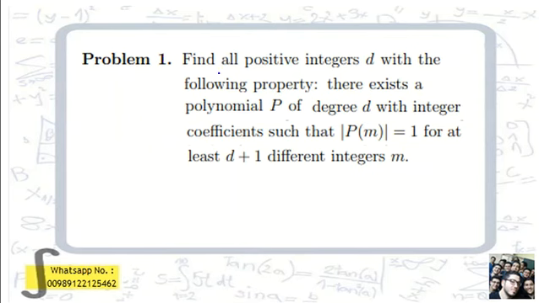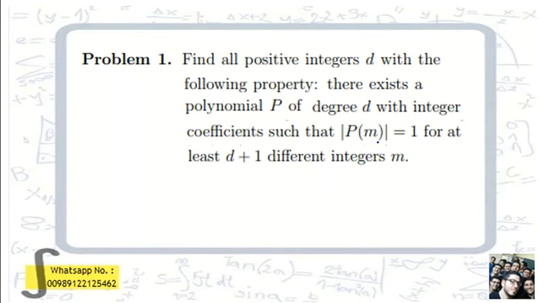Problem number 1. Find all positive integers d with the following property. There exists a polynomial p of degree d with integer coefficients such that the absolute value of p of m equals 1 for at least d plus 1 different integers m.